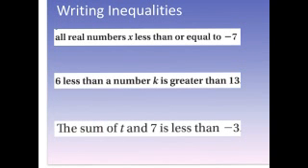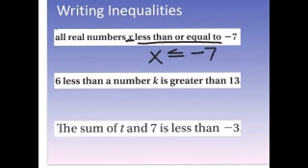Here are three statements that we're going to change into inequalities. The first one says all real numbers x less than or equal to -7. And what they're saying here is that they're using the letter x to represent all real numbers. And so what I suggest doing is to actually underline the inequality statement, less than or equal to. Well, x is on one side, less than or equal to, and then on the other side, the -7.